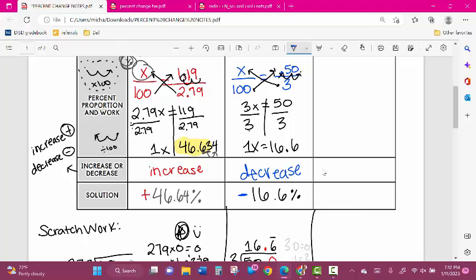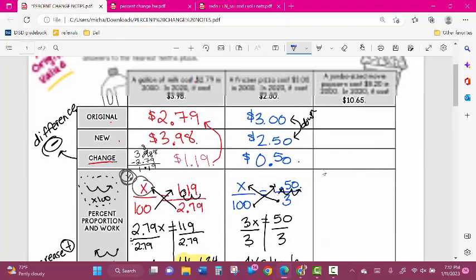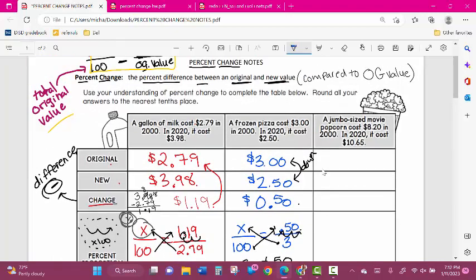Okay. What I would love for you guys to do now is pause the video to try and fill out these 3 boxes on your own. Okay, you try. Alright, the original price was $8.20. The new price was $10.65.